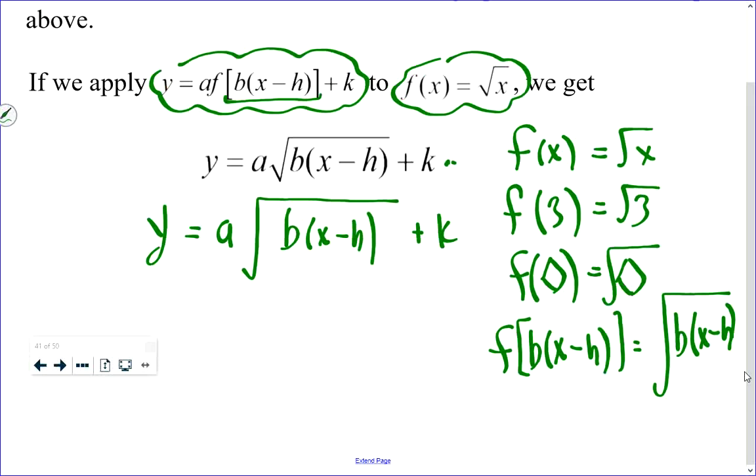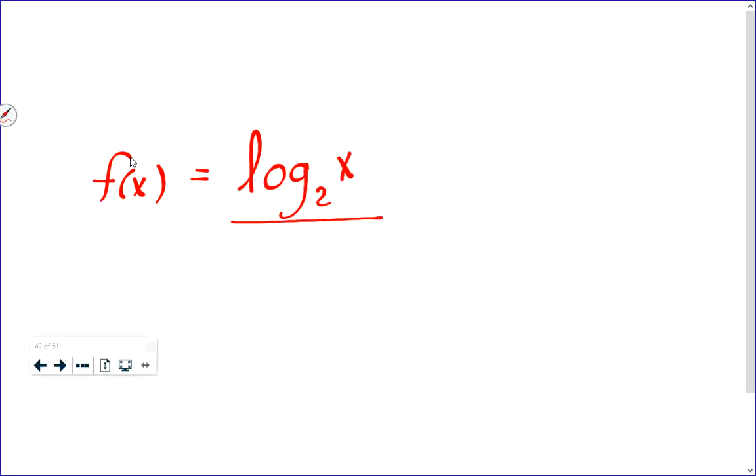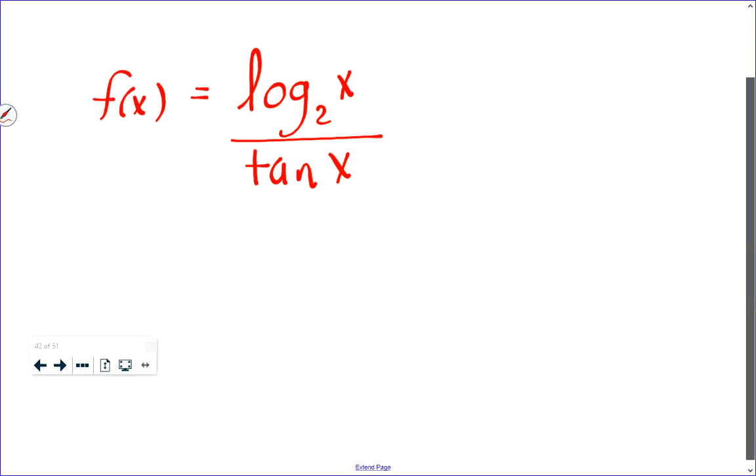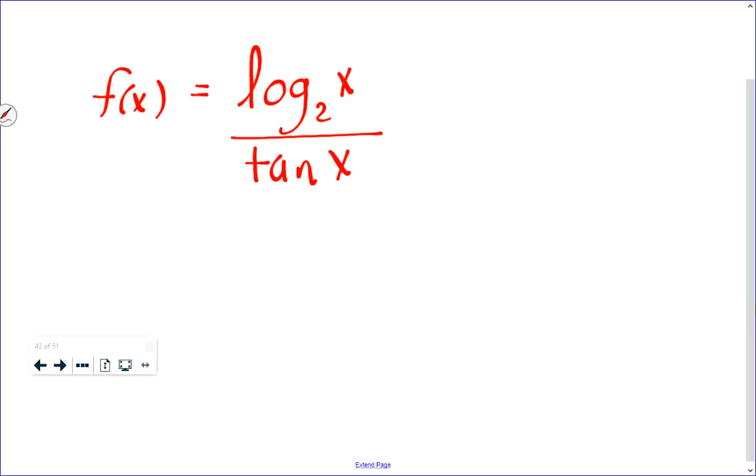I mean, again, if I told you that f of x was, oh, let's just go nuts, log base 2 of x over tangent of x. That's a function. Who knows what it looks like? I don't. We could figure it out, but it's not important. And I said we're going to transform that using this.